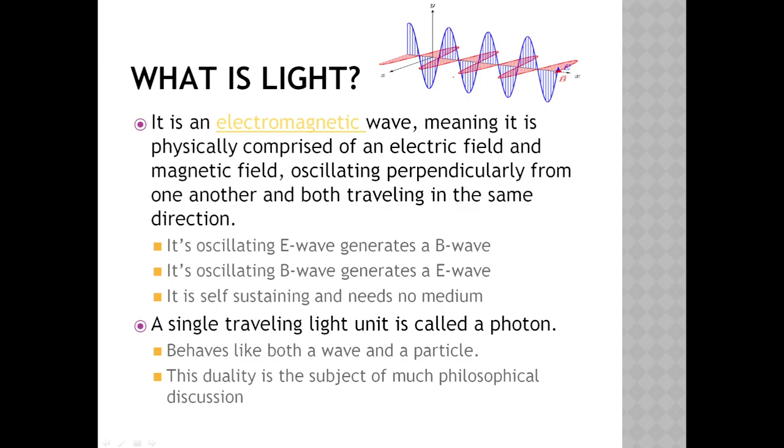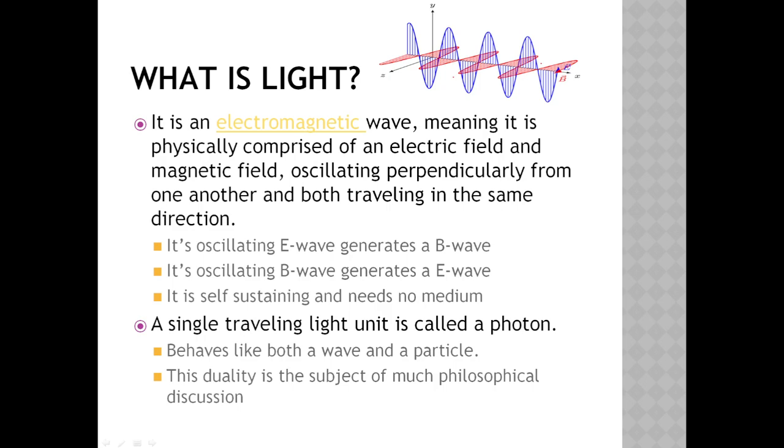But science's current understanding of what light is demonstrated here in this picture. We have an oscillating electric field oscillating up and down in the y-axis here. So it is a wave of electricity, if you think about it. This shows a waveform of an electric field oscillating up and down as it moves through space.